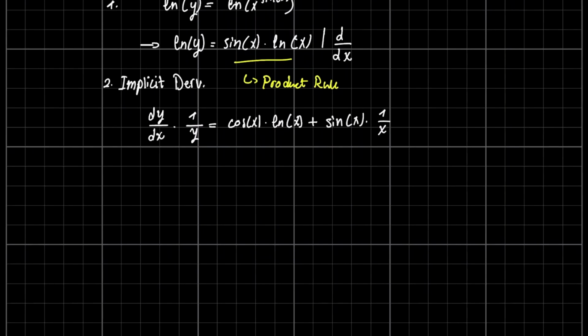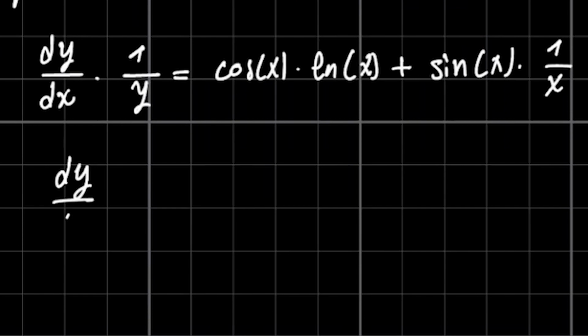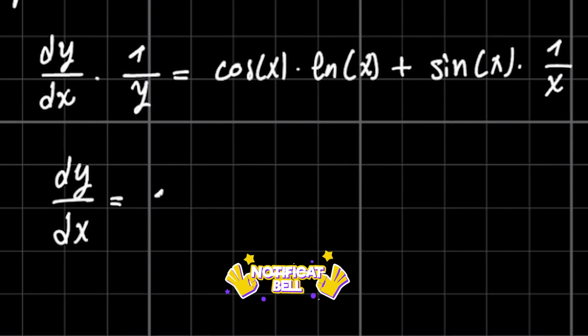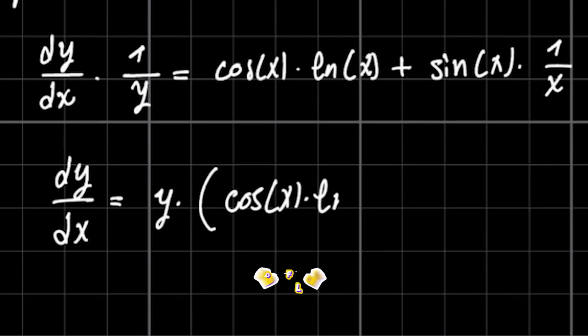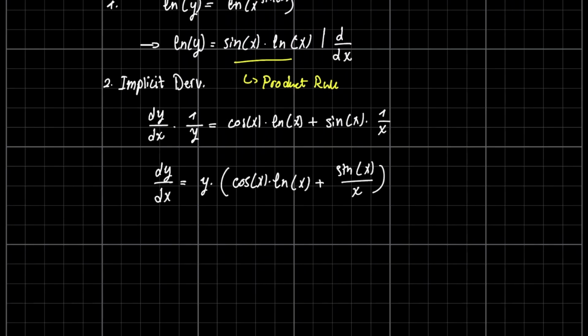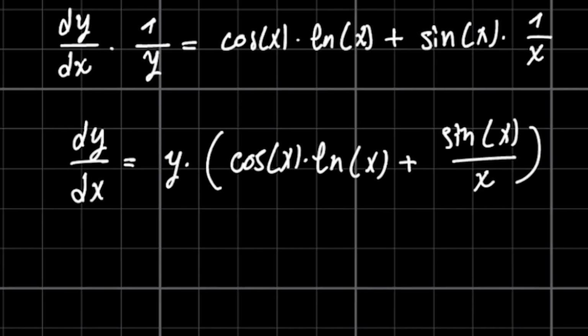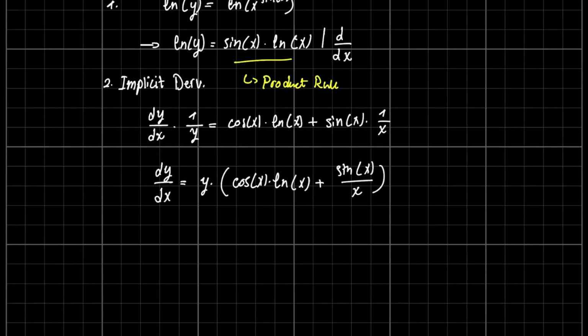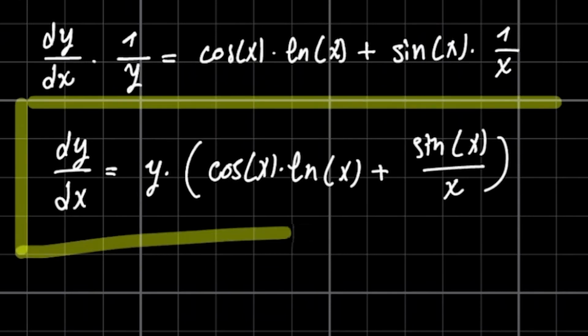Now I can simplify that. That would be dy/dx times 1 over y, or I can basically move this y to the other side, so I'll have dy/dx alone. It's going to give me y times cosine of x times ln of x plus sin of x over x. We will see that this y right here is distributed across these two terms. And that is actually the derivative of this equation. And that would be my final answer.